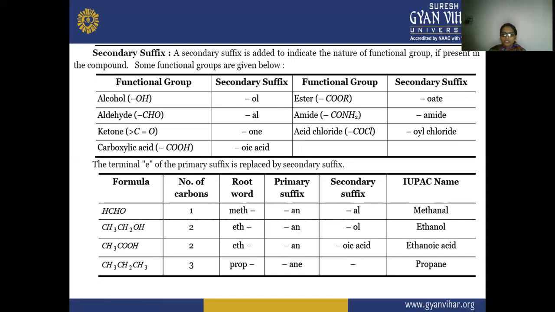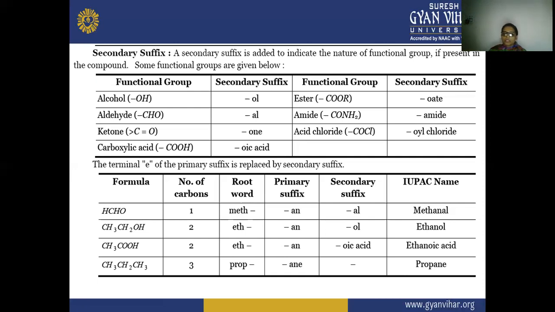Next is CH3COOH. This is a carboxylic acid. In this also the number of carbon atoms present is 2, and the root word is eth. The primary suffix is n, and the secondary suffix is oic acid.